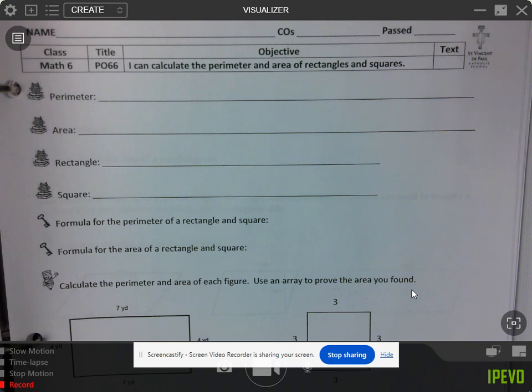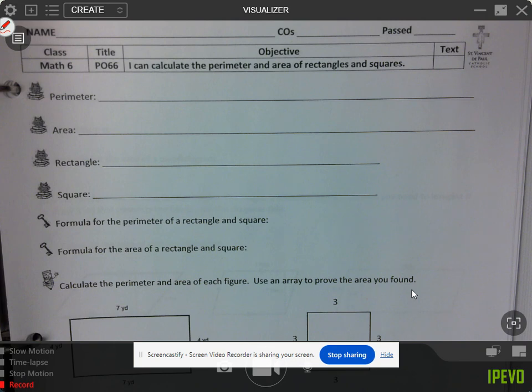What is the area of a rectangle or square? So what would the definition be of area? Come on up. That is the formula. You skipped ahead. So the definition of area: the number of square units needed to cover a figure. Yeah, so the square units to cover the figure.